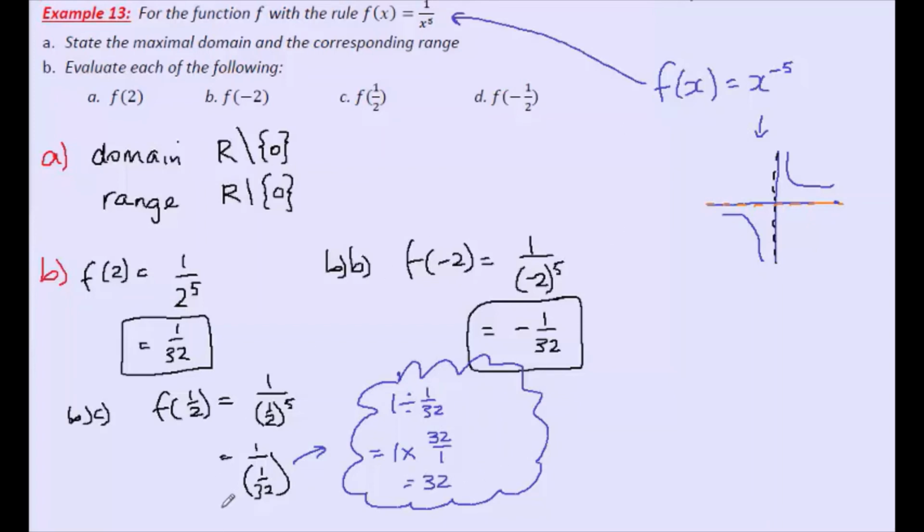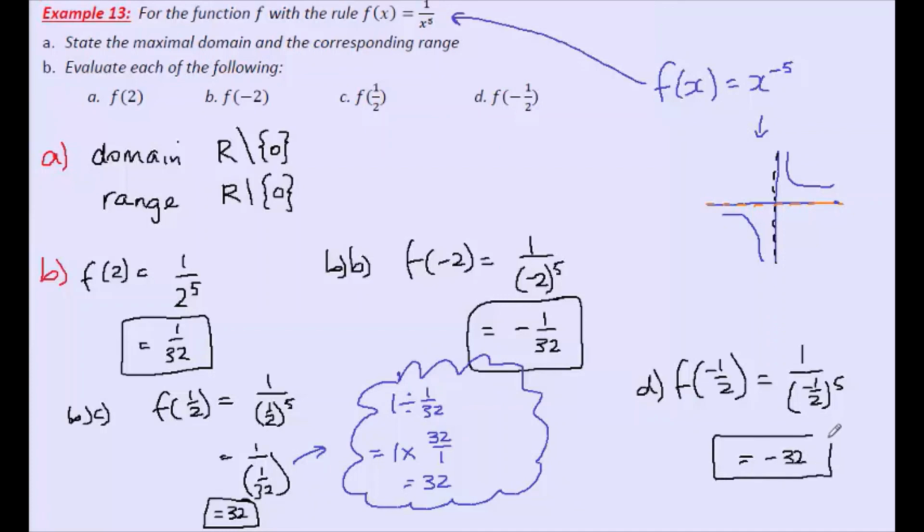So therefore my answer will be 32. And for part D, it's exactly the same idea. f of negative 1/2 will be 1 over negative 1/2 to the power of 5. If we follow the same logic that we've used here, we're going to end up with an answer of negative 32. And there's all the ticks and excitement from an examiner who you've just put into complete raptures.